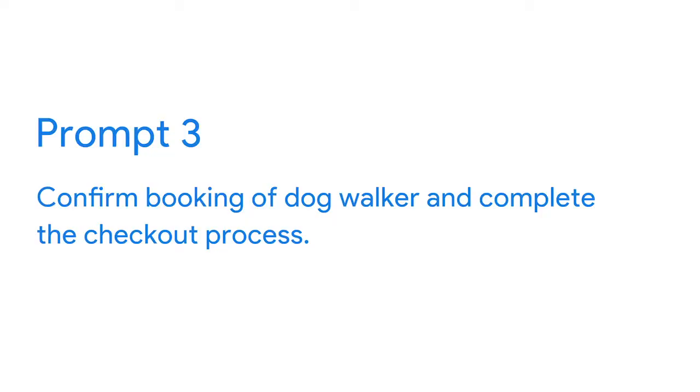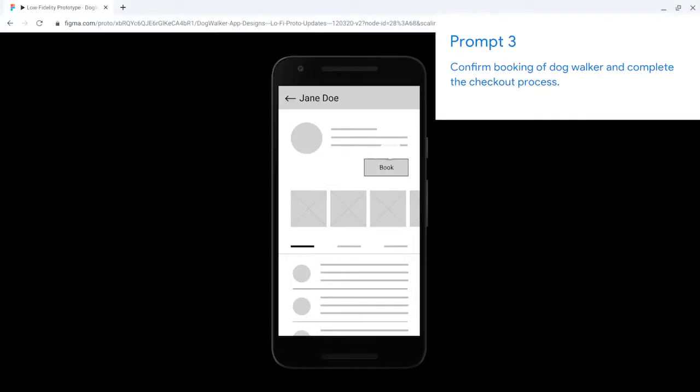Prompt 3. Confirm booking of dog walker and complete the checkout process. Got it. Okay. I'm going to click Book right here. This seems fairly simple.